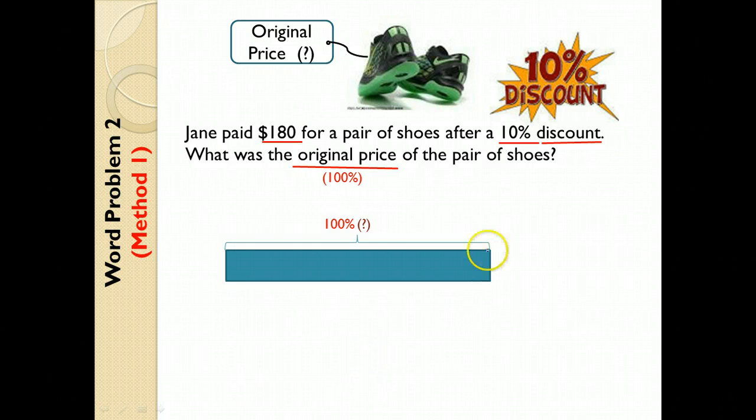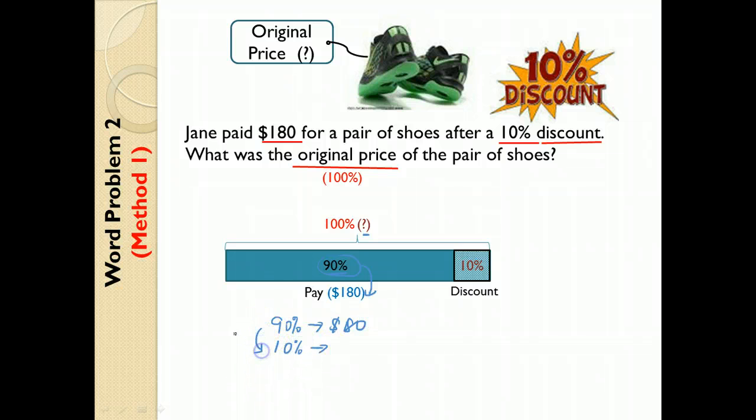However, we do not know the original price. So we put a question mark. We know that there's a discount of 10%. If this is 10% discount, so she has to pay 90%, which is the amount paid, or the sale price. So how do I find the original price? From here, we can link that our 90% is $180. Therefore, 10% would be divided by 9, $20. And to find 100%, I take 10% times 10 will give me 100. Therefore, $20 times 10 will give me $200.